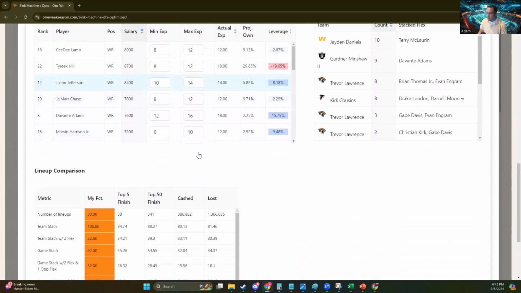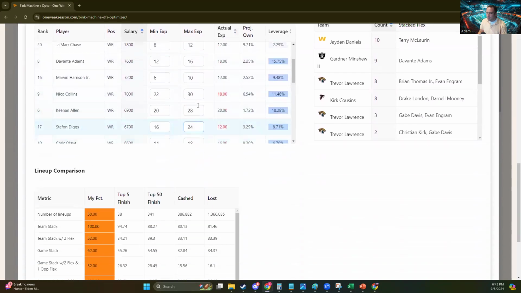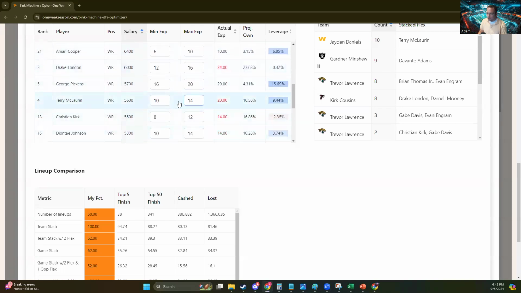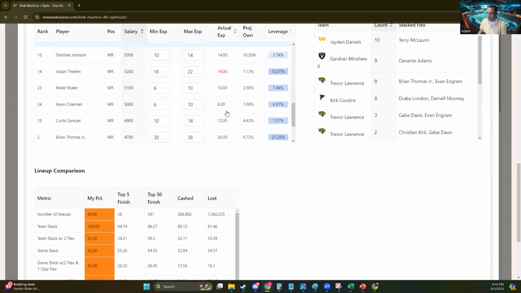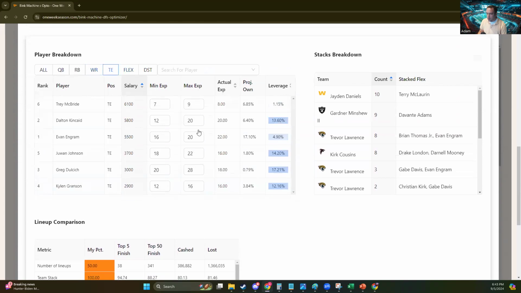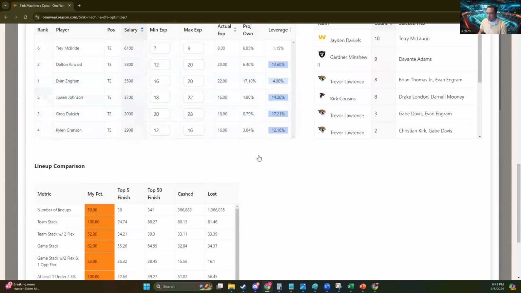Now my wide receiver room, I've got Nico's a little bit lower. Diggs is a little bit lower. When I see two Houston players that are lower, that is actually interesting. London's high. McLaurin's. These are other problems that we need to solve, I think. But the salary problem is solved. So I think I solved that problem, which is really good.